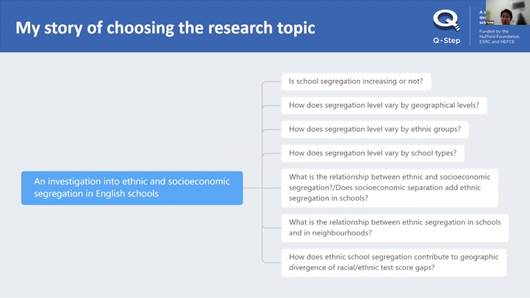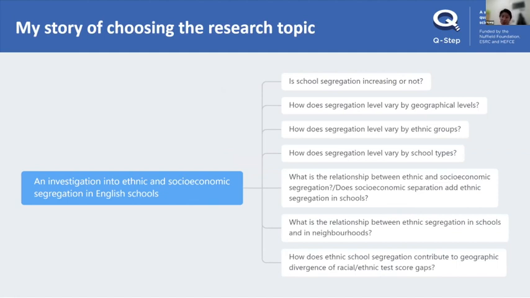And specifically, those are the research questions I aim to cover in the final thesis. There's still quite a lot, and I have got the answer to some of the questions. Like, is school segregation increasing or not in the past 2 decades? Well, the turning point is the year 2007.